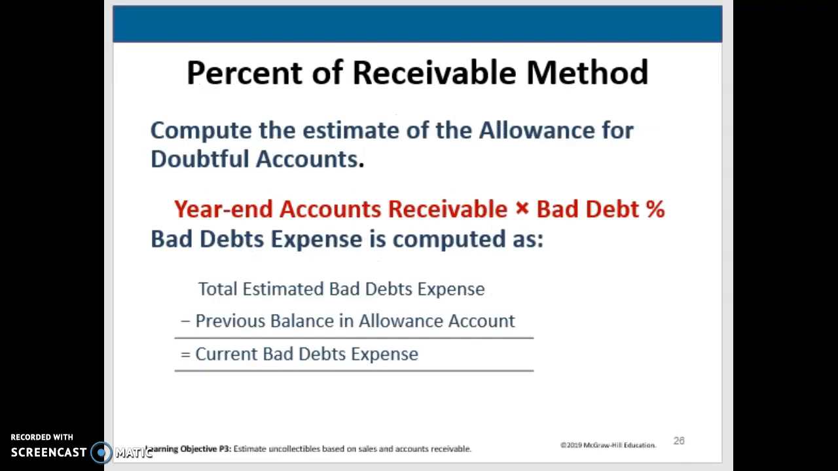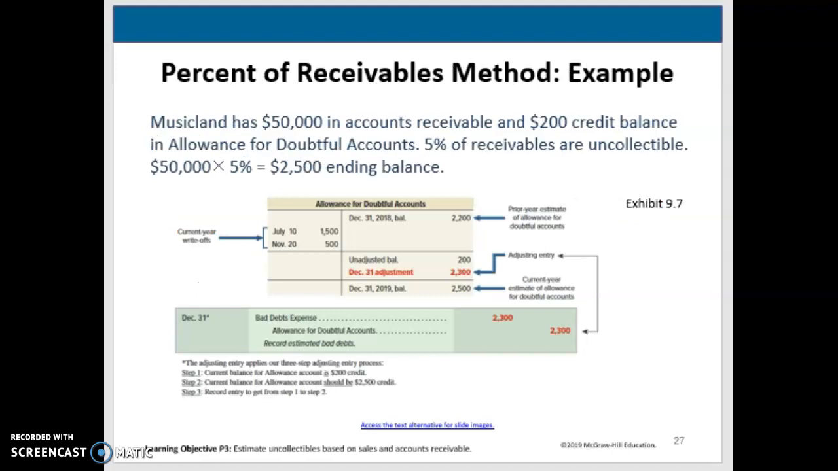All right, the other thing we can look at is percent of receivable. In this case, we're going to take the year-end accounts receivable times the percent we expect to be uncollectible. So here we're going to be looking to see what the estimated bad debt was minus what we already had in that allowance account. The difference between what we already have in the account and what we estimate it to be is how much we're actually going to debit bad debt expense for. All right, so here's an example of that one.